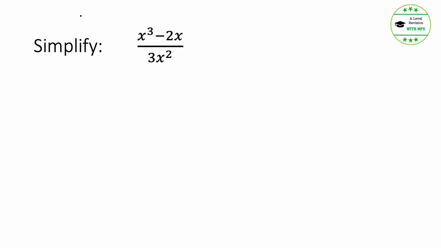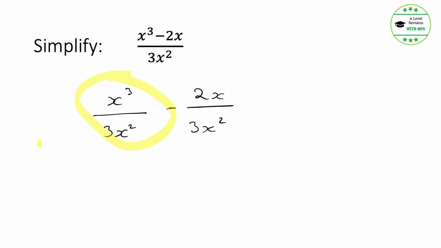So we can split this up into x cubed divided by 3x squared, subtract 2x divided by 3x squared. That is much more manageable than what we had originally. Okay, now if we deal with this first fraction first, we know that's the same as x cubed divided by 3x squared.